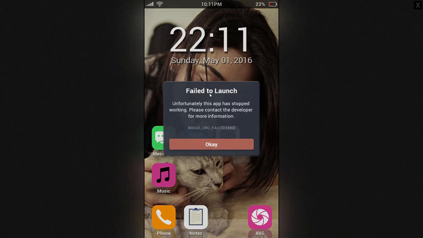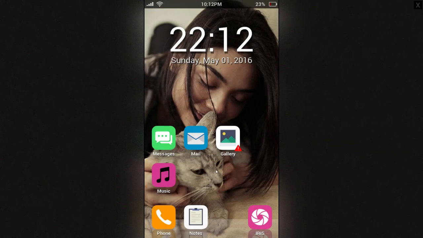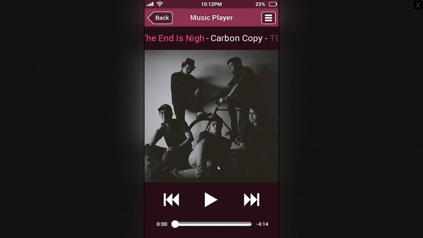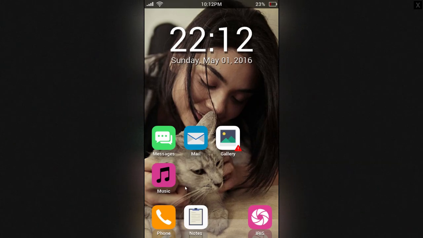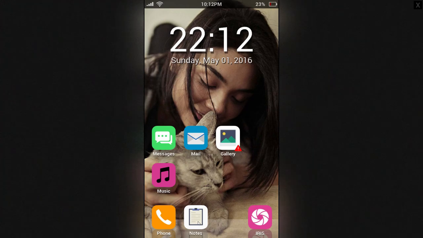All right, let's look at our gallery here. Failed to launch. Unfortunately, this app has stopped working. Please contact the developer for more information. Okay. I probably cannot play this, because otherwise I will get a copyright strike, I would imagine. So hopefully I don't need that.